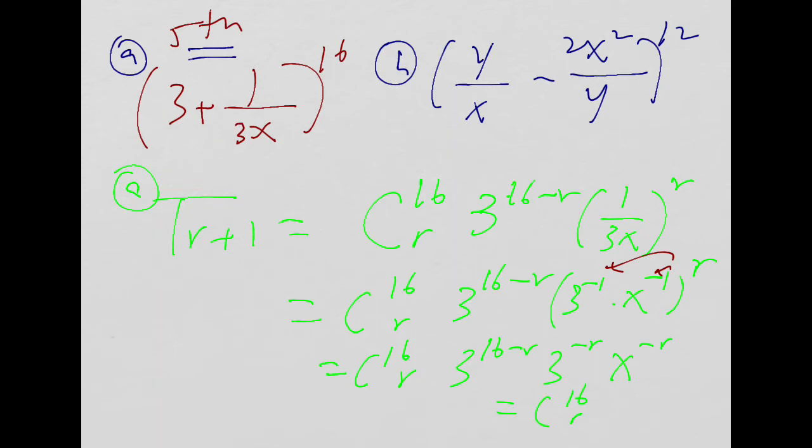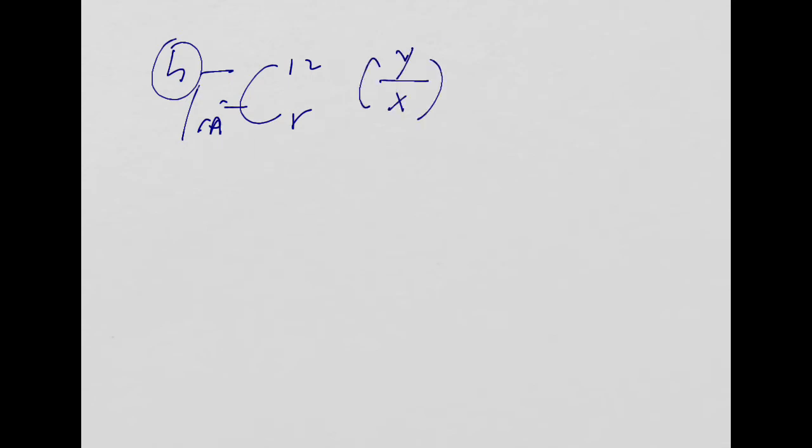So this is 16 choose r. You look at the neon. It's not very visible, but you can read through. So 16 minus r, 3 to the power r, and x to the power r. So you just put 5 in. Okay, so the other one is what? B. Again, t r plus 1 equals to 12 choose r, y over x to the power 12 minus r. The other one is minus 2x squared y, to the power r.